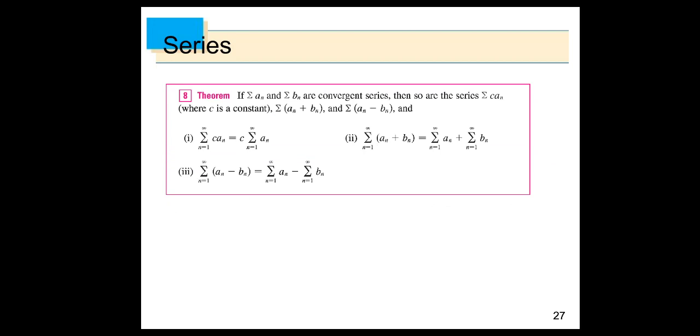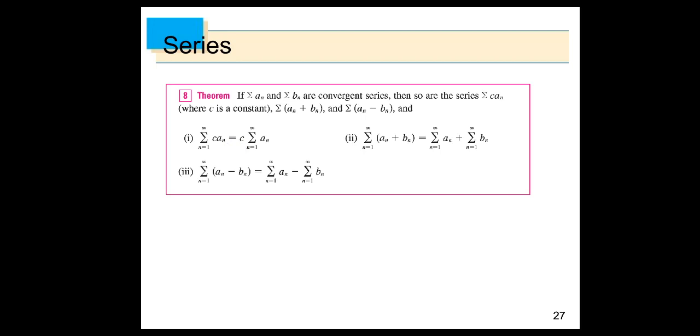Then we have theorem 8, which says that if sigma a_n and sigma b_n are convergent series, then so are the series sigma c a_n, where c is a constant, and sigma (a_n + b_n) and sigma (a_n - b_n), right? So we have three equations over here. In the first equation we have our constant, and we can take this constant out before sigma, and just write down the whole equation as it is.